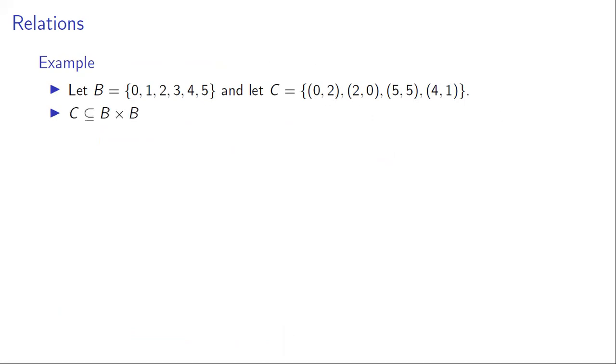Notice that C is a subset of B cross B, right? Every element of C is an ordered pair made using the elements of B. Now, of course, C is not the entire Cartesian product, it's just a subset of it. But the point is, C is a subset of B cross B. So therefore, C is a relation on B. That's just following the definition of relation.